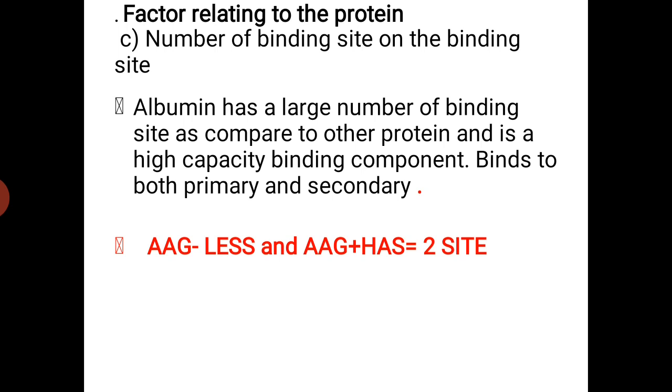Okay, the last factor related to the protein is the number of binding sites. This is another important point. Only albumin has 4 binding sites. The rest of the proteins have only 1 binding site. So the protein that has the highest number of binding sites will bind more drug. A drug that has affinity towards albumin will be highly protein bound. But a drug that has higher affinity with the glycoprotein, since glycoprotein has only 1 binding site, will have only a small amount bound to the proteins.